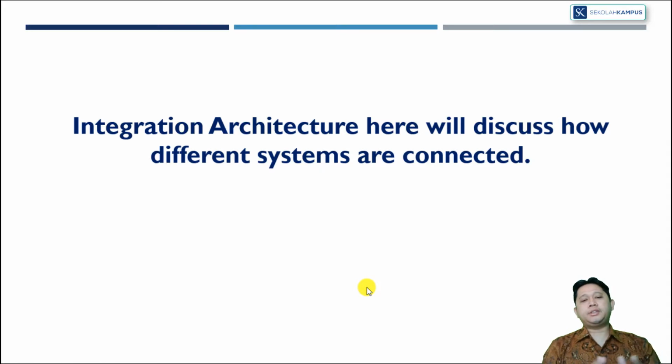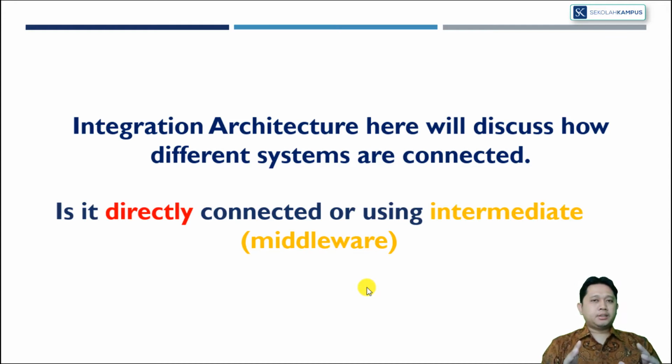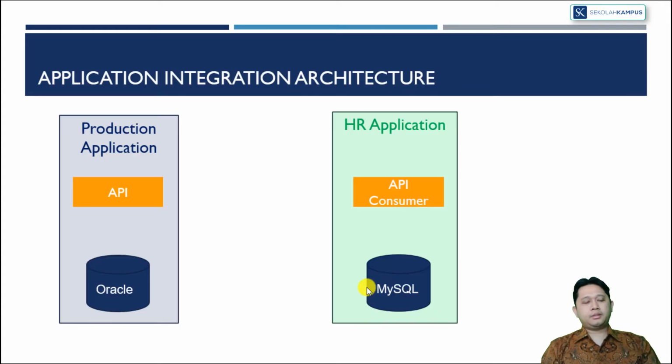Integration architecture, here we'll discuss how different systems are connected. As we can see, is it directly connected or using an intermediate, maybe called middleware? I repeat again, there are only two. How they connect is directly connected, or the second one is intermediated with middleware. For the example from the previous video, we have two systems. The first is the production application and the second one is the HR application.